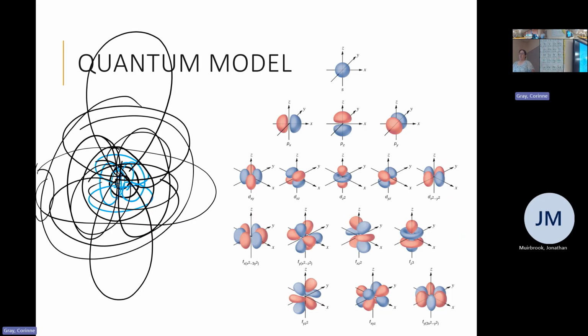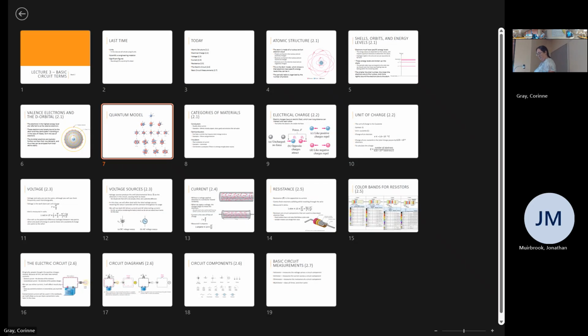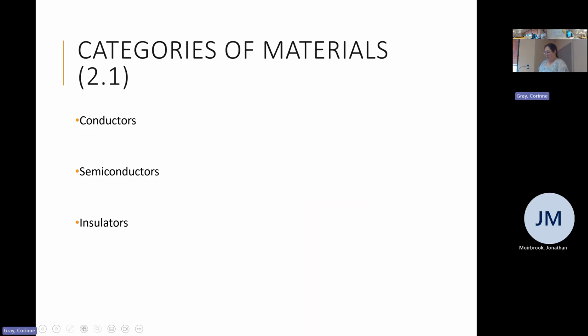And they help us classify all of our materials into 3 different types. So before we do those, any questions so far? All right, the 3 types of materials: conductors, semiconductors, insulators. All materials get broken down into one of the 3.